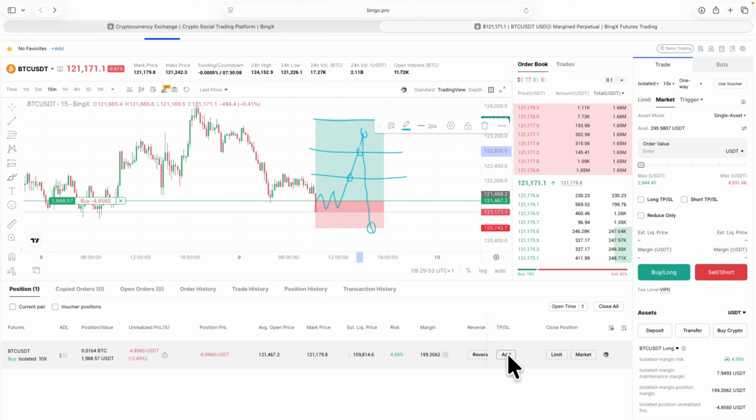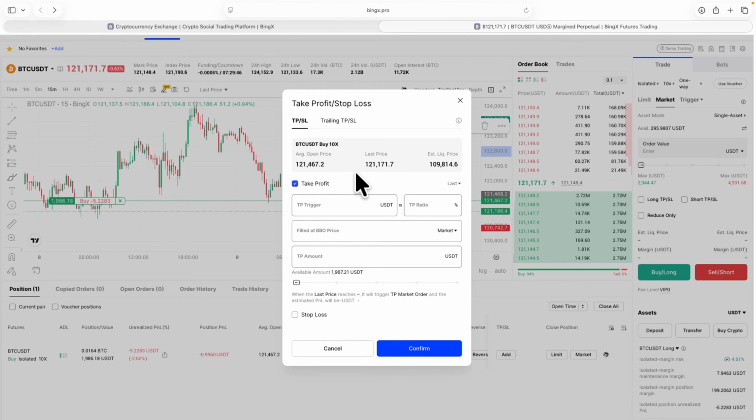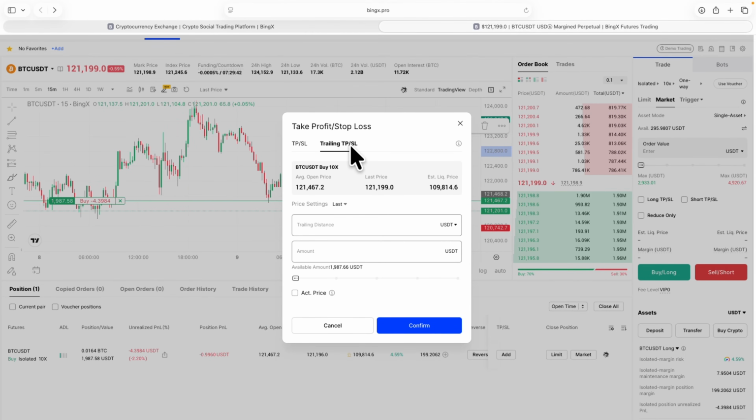Click on this add here. So I'll click on add right there. Once you get to this page, you'll see TP/SL and you also see trailing TP/SL. Now, in case you want to learn how to use trailing stop loss or take profit, I have a video on that. The link to that video will be in the description below.